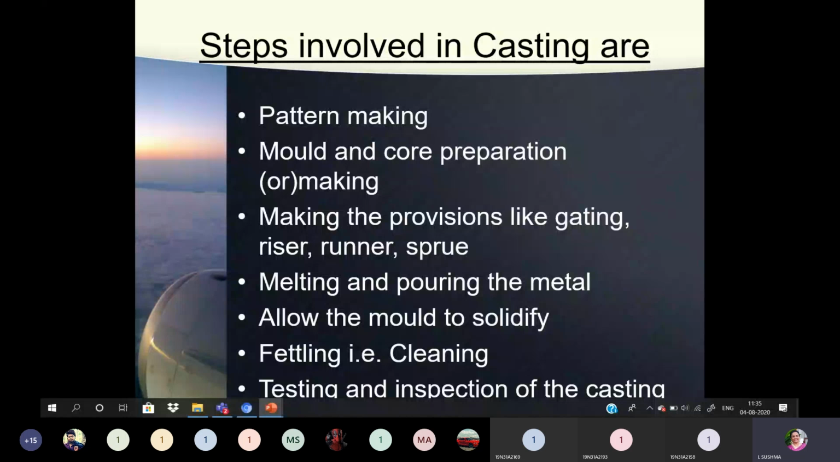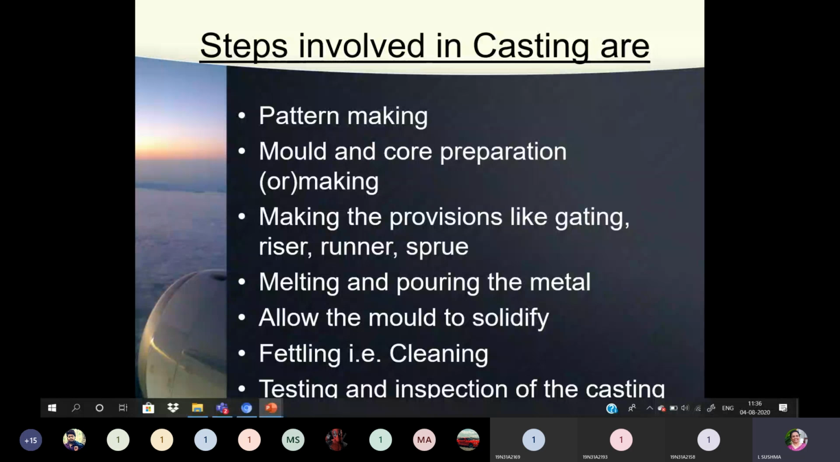The next step is mold and core preparation. Mold and core preparation is nothing but you will keep the pattern in that, and you will get a hollow shape. Mold is nothing but the hollow shape. Yes or no? If you get the hollow shape only, you can pour the metal and you will get the shape out of it. Core is nothing but, sometimes in the object you may have some hollow sections. At that place you will use this core.